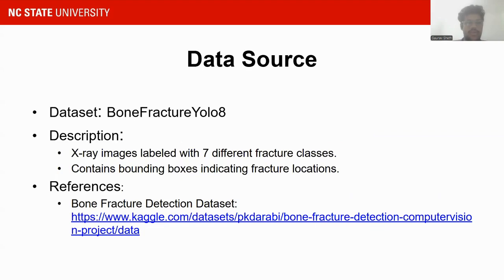The dataset is bone fracture YOLO, which is freely available on Kaggle. It contains X-ray images with 7 different fracture classes like elbow, knee, fingers, etc., along with the bounding box coordinates that highlight the location of the fractures within those images.